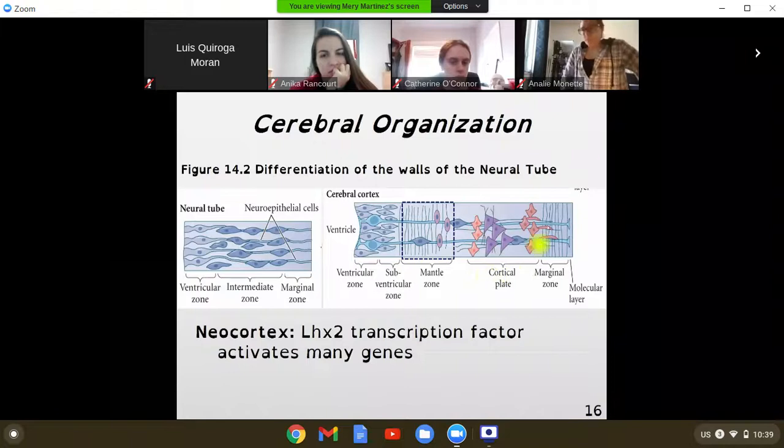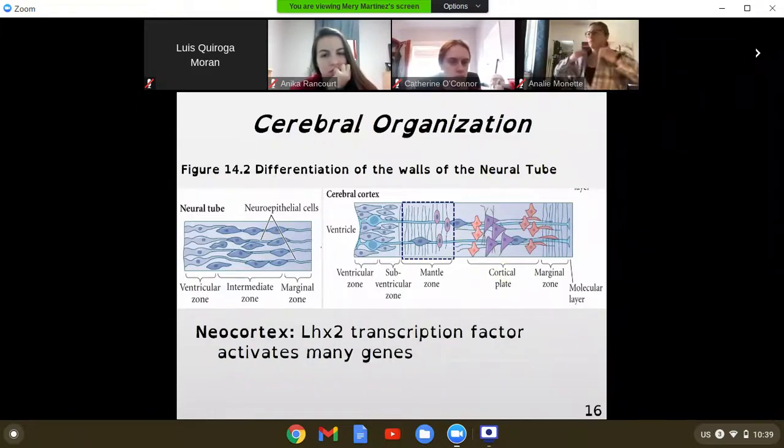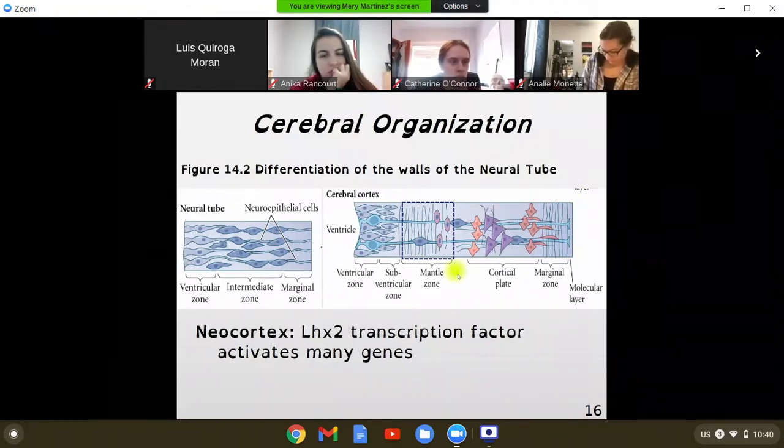Well, we're gonna have this cortical plate over here, and this is the new layer of the gray matter that we're gonna be calling the neocortex. Okay, a specification of this neocortex involves a transcription factor, the LHX2 transcription factor, which activates many other cerebral genes. So far we have BMP, Sonic hedgehog, and now we have the LHX2. So all transcription factors are really important into this.